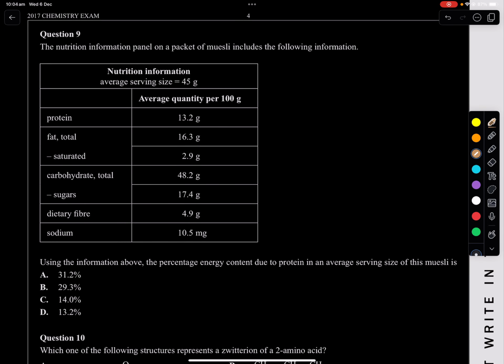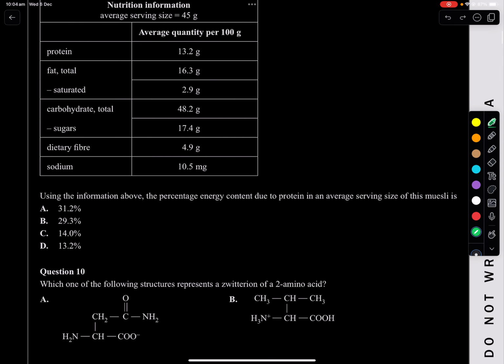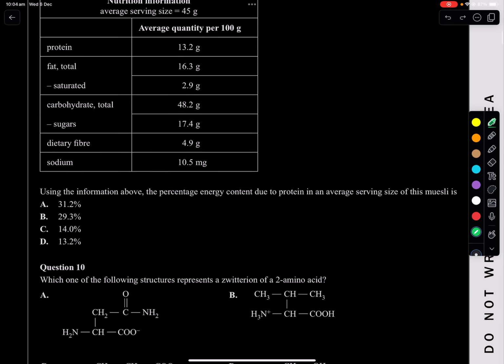The nutritional information panel on a packet of muesli includes the following information. Okay, so the average serving size is 45 grams. Average quantity per 100 grams is this. So we have protein, fat, carbs. Using the information above, what is the percentage energy content due to protein in an average serving size of this muesli?